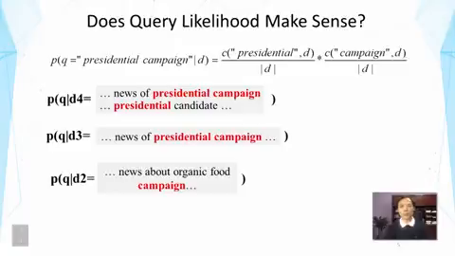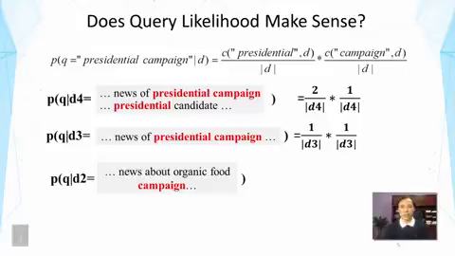So does this model work? Let's take a look. Here are some example documents that you have seen before. Suppose now the query is presidential campaign, and we see the formula here on the top. So how do we score these documents? Well, it's very simple, right? We just count how many times we have seen presidential, how many times we have seen campaign, etc. And we see here for D4, we've seen presidential twice, so that's 2 over the length of document 4, multiplied by 1 over length of document 4 for the probability of campaign. And similarly, we can get probabilities for the other 2 documents.